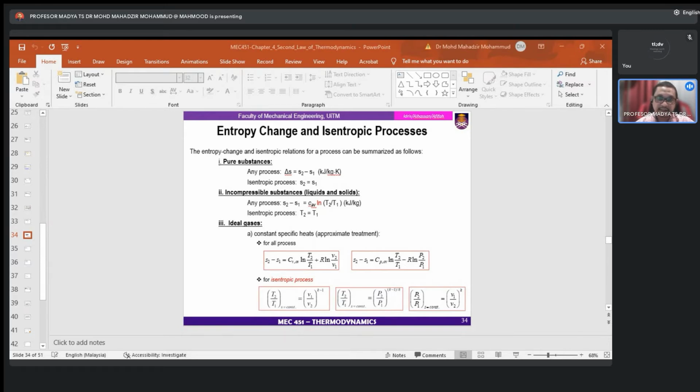as you see in the slide, where C average is the average specific heat of a substance over the given temperature interval. You must note that the entropy change of a truly incompressible substance depends on temperature only and is independent of pressure. Okay, that you have to remember.